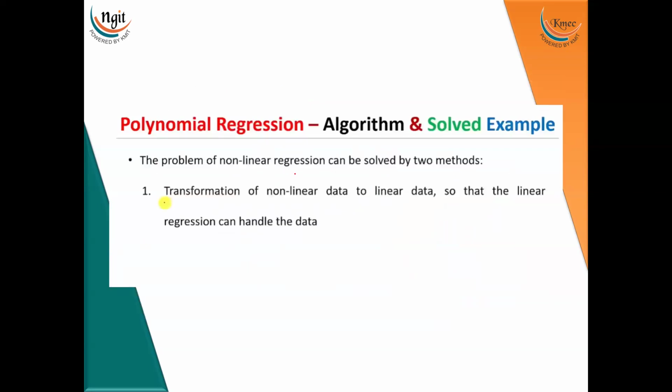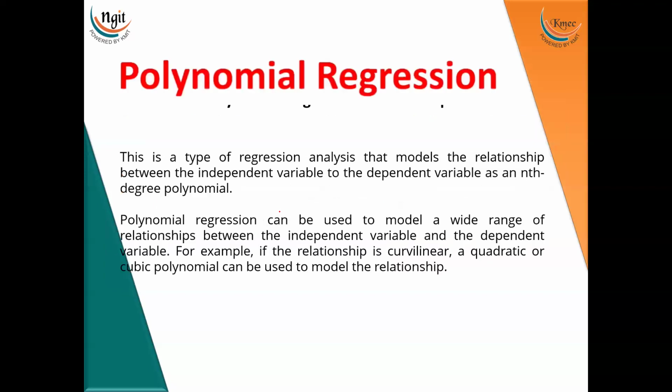The problem of linear regression can be solved by two methods. One is a simple transformation of nonlinear data to linear data so that linear regression can handle the data. That is one way we can overcome the problem of nonlinear data. And another one is we can implement it directly with the help of polynomial regression. So what is polynomial regression?